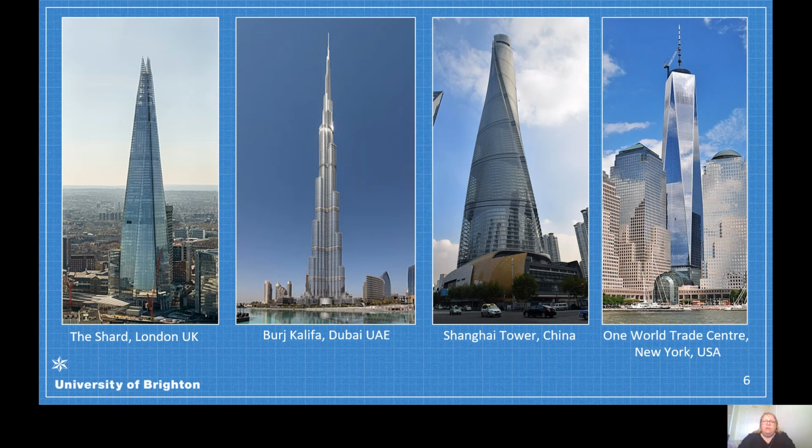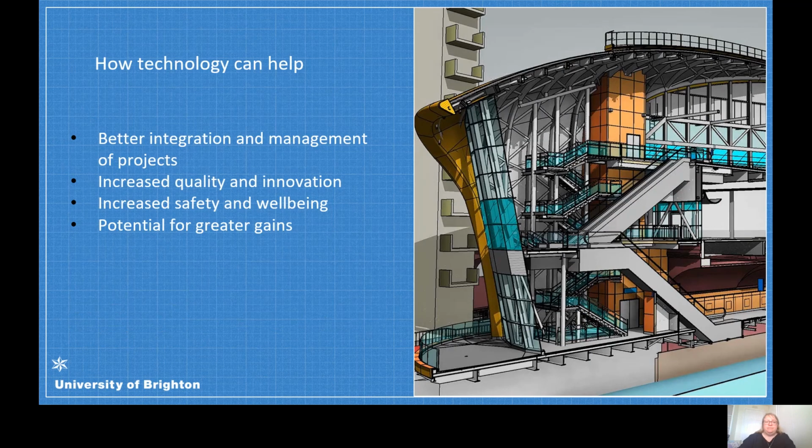So that's how, in a lot of ways, technology allows us to push the barriers of what we can build, but also allows us to do it in a safe way. So how can technology help? There are lots of ways that technology can help push the industry forward. One is through better integration and management. So management of the project is of key importance.